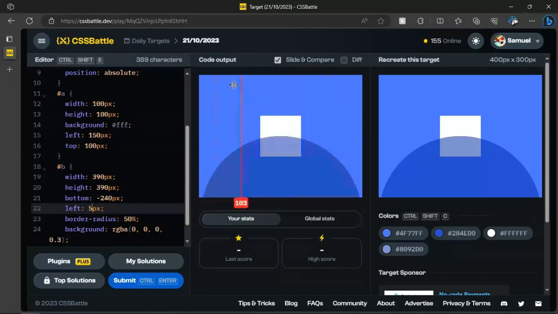CSSBattle has all of the colors that are used in their exercise down below. They have each one of these. So we have the blue background and the white square, and it's listed there. And then it has the two different colors for our shaded portion of the square as well as our shaded portion of the background, as if these two have separate colors.